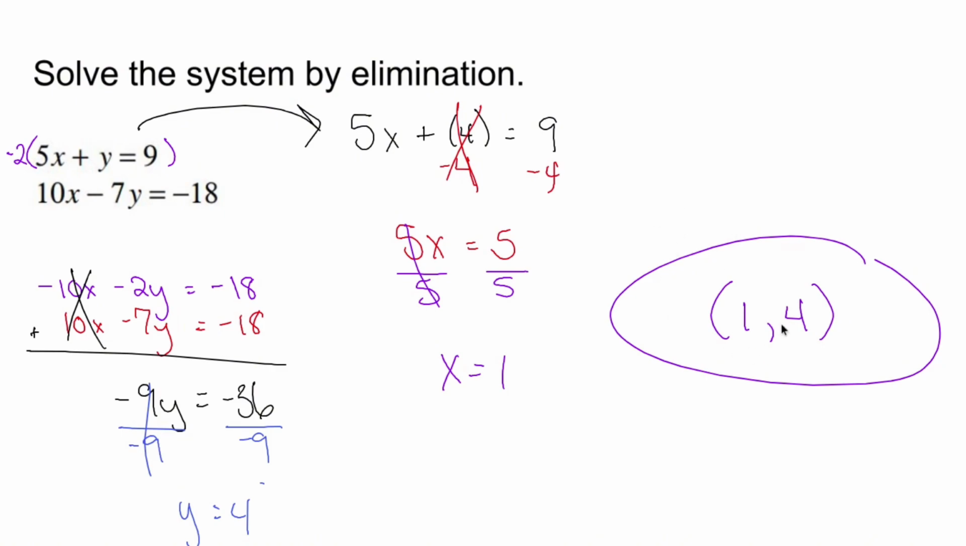And what you do with the solution to a system of equations and what it actually means is if I were to call you x and call you y and plug you into the original problems, this would give me true statements. So if I did 5 times 1 plus 4, I would get 9. 10 times 1 minus 7 times 4, I would get negative 18. And this is a point, an xy pairing, that gives you true statements for both of these. And that's how you solve a system of equations by elimination when it's not given to you perfectly.